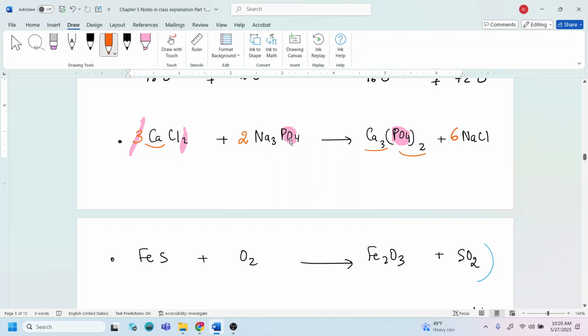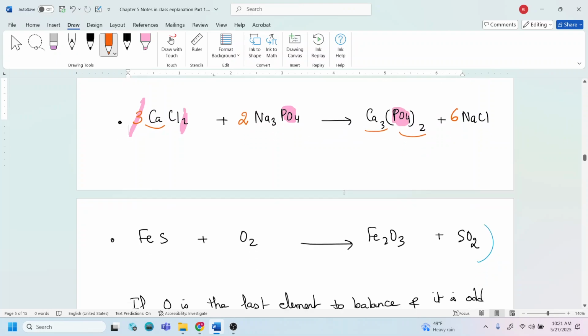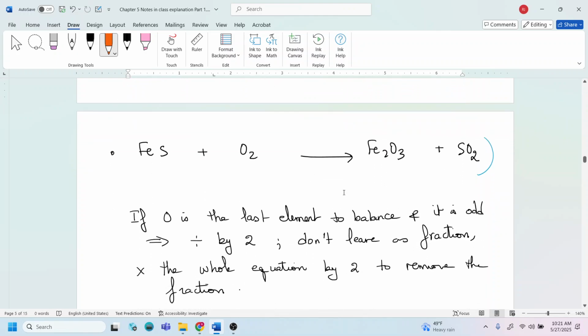Number of oxygens: as long as the phosphate, I'm sorry, not the phosphorus oxide, the phosphate is the source of oxygen. So if the phosphate is balanced, then the number of oxygens are balanced. Okay.